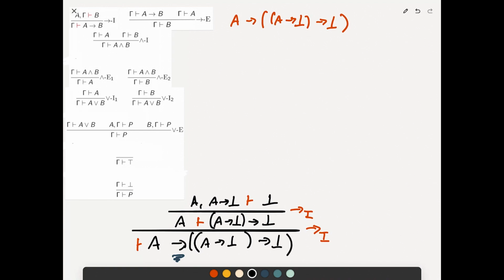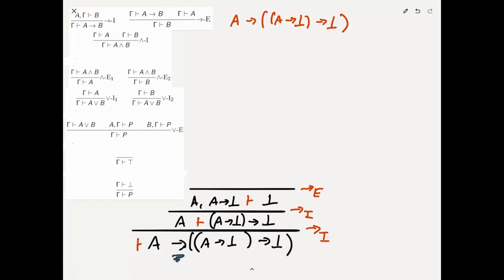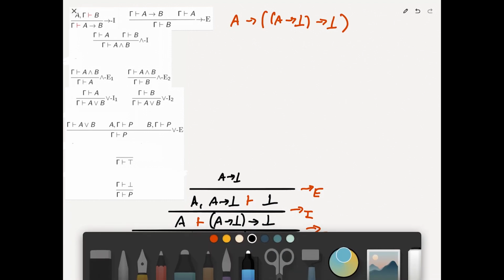So the only connective that I have in my set of assumptions here that I could eliminate is an implication. I have this A implies false here. So let's try to eliminate that. We'll use implication elimination, the modus ponens rule. And that means I need to show an implication. The implication I'm going to try to show here is A implies false, because that's the same thing as my assumption.